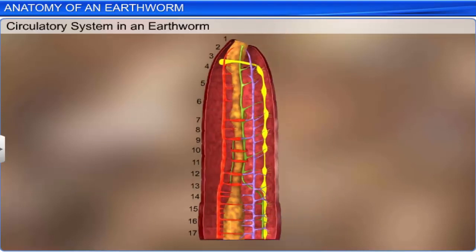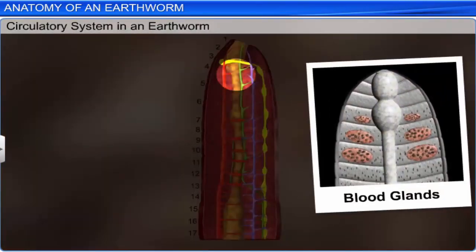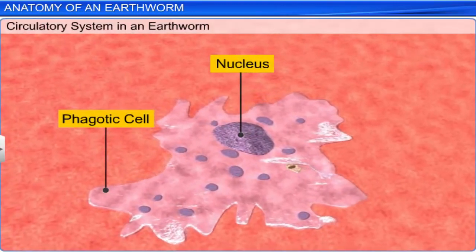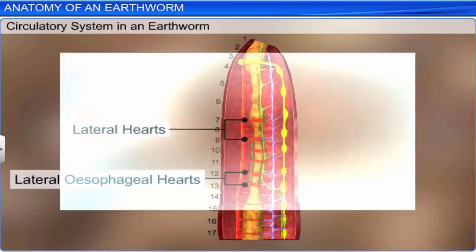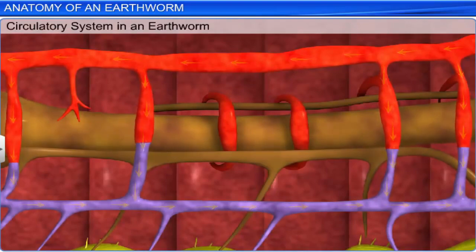Small blood vessels supply blood to the gut, nerve cord, and body wall. Earthworms also have blood glands between the 4th and 6th segments that produce blood cells and hemoglobin, which are dissolved in the blood plasma. These blood cells are phagocytic in nature. Moreover, the hearts, which are important organs in the circulatory system, help circulate blood in one direction.